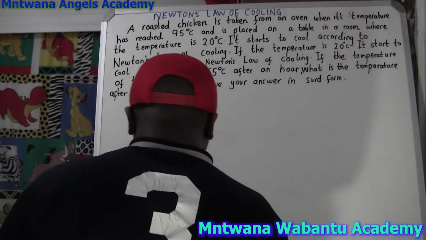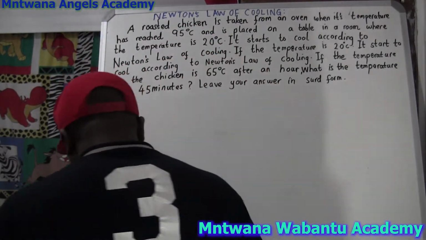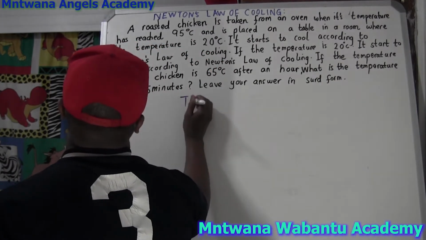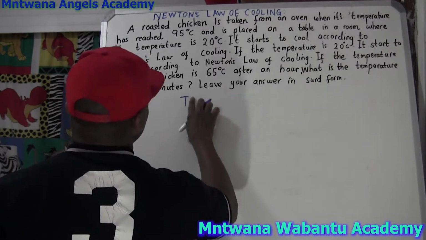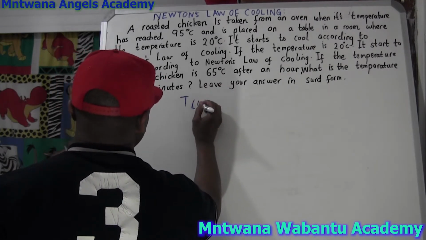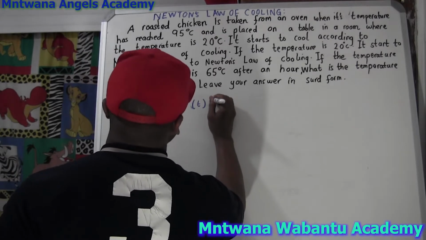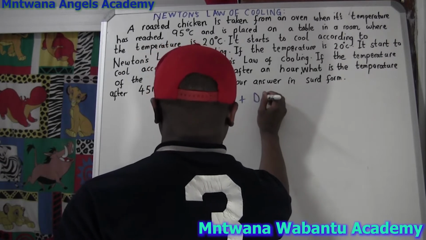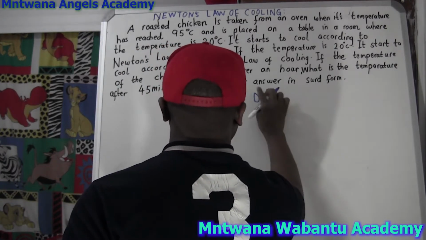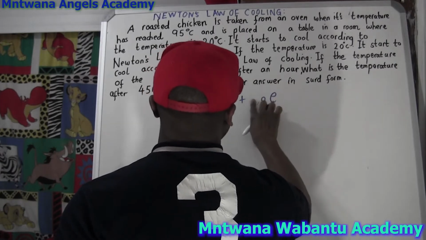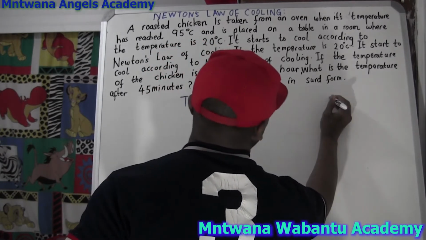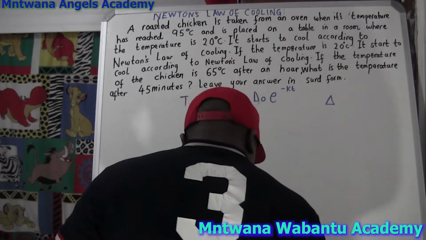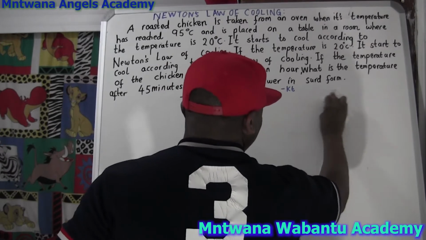First and foremost, you can't do this question if you don't know the formula. The formula of Newton's law of cooling: T of t, the final temperature, is equal to Ts plus D naught, the change in temperature, times e to the power kt. So this is the formula we're going to use for Newton's law of cooling.